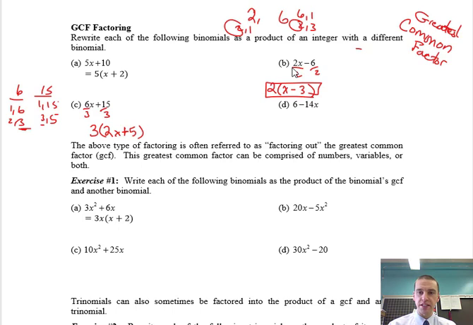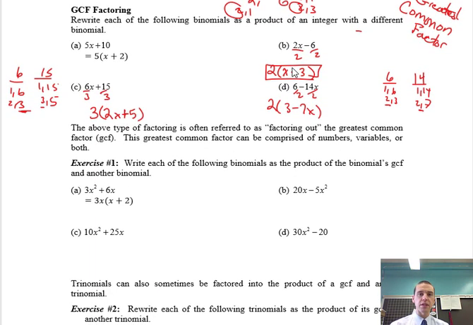We like the number 6. 6, 1 and 6, 2 and 3. And 14, 1 and 14, 2 and 7. Notice that 2 is the greatest common factor there. So again, 2. Divide by 2, divide by 2, we're going to get 3 minus 7x.